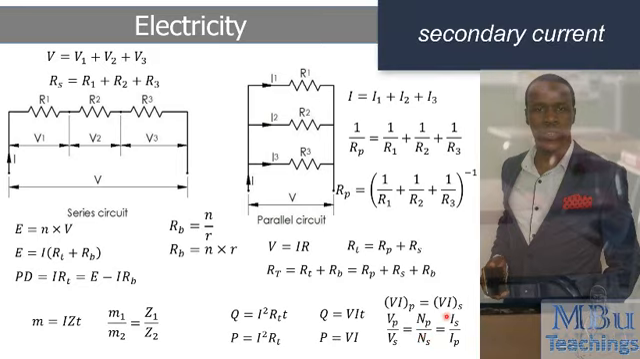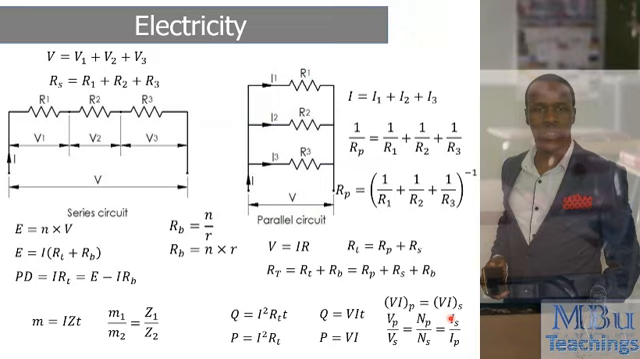Then we have Is. I again hasn't changed. I is current flow, but it will be the secondary current. Then Ip will be the primary current. Alright, that's about it. Before I forget, let me quickly add something.